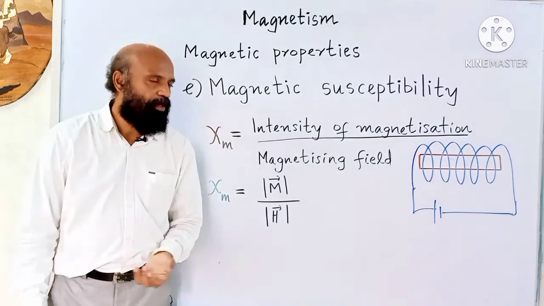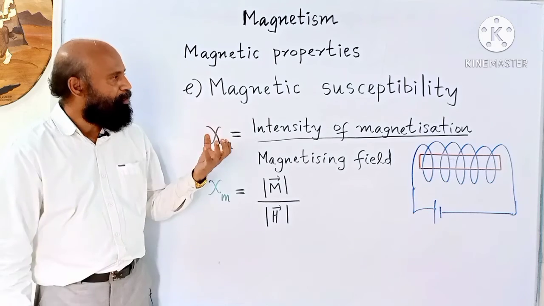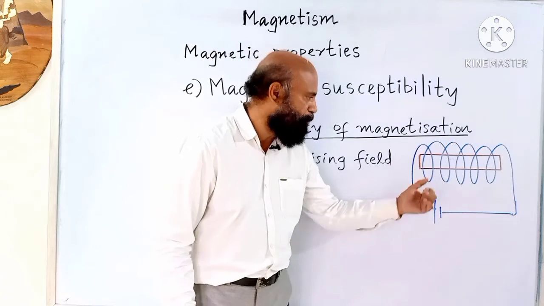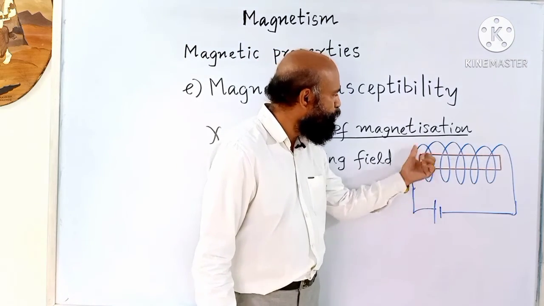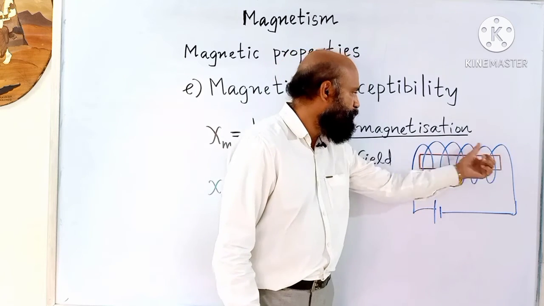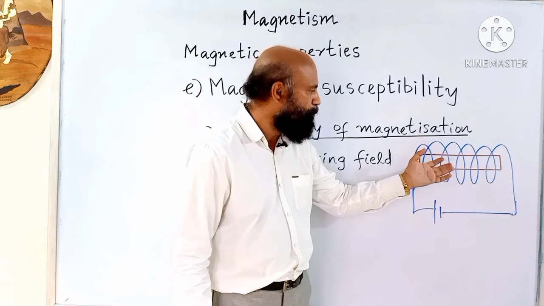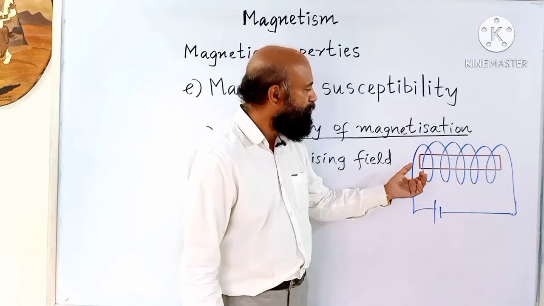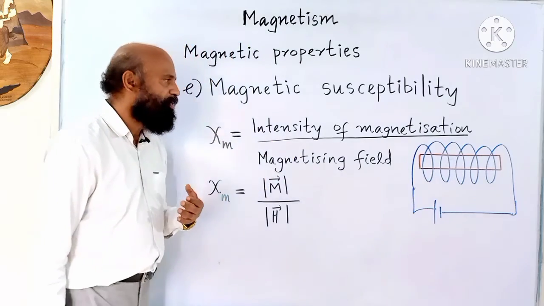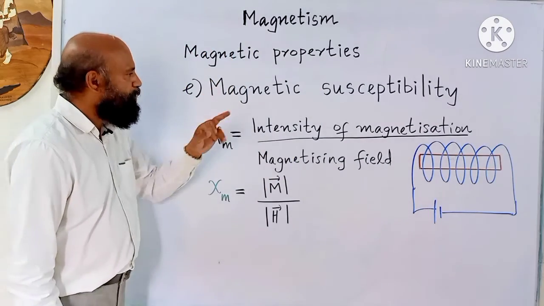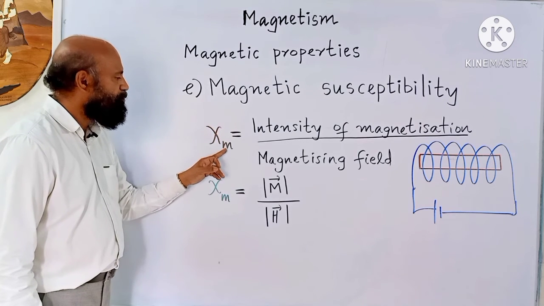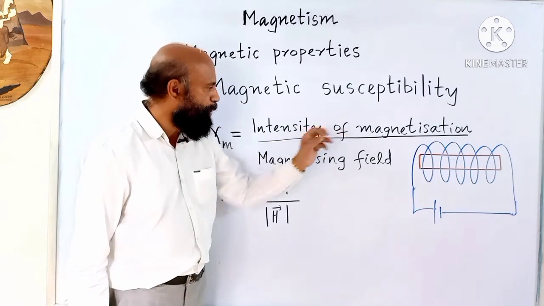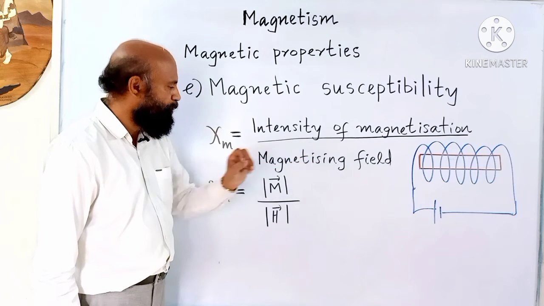Next property is magnetic susceptibility. Magnetic susceptibility shows whether it is easy to magnetize a sample or a specimen. Now in this magnetizing field, a specimen is kept. Whether it will be magnetized or not depends on the material. Iron, easily it will be magnetized. Aluminium, it cannot be magnetized easily because susceptibility is different. Now magnetic susceptibility is denoted by this Greek letter chi m. Magnetic susceptibility is defined as the ratio of intensity of magnetization to the magnetizing field.